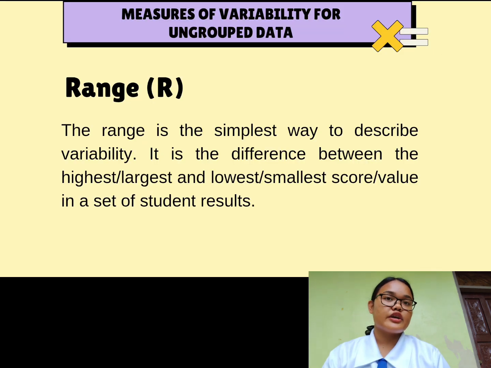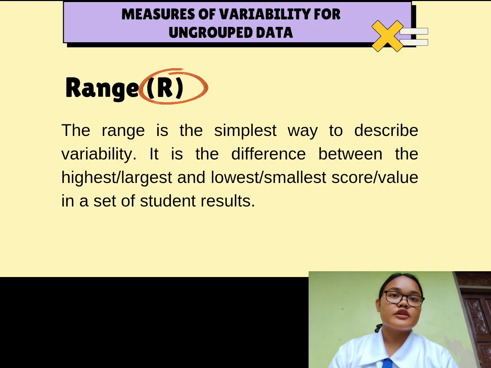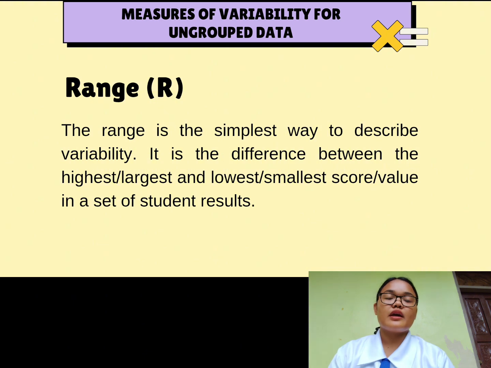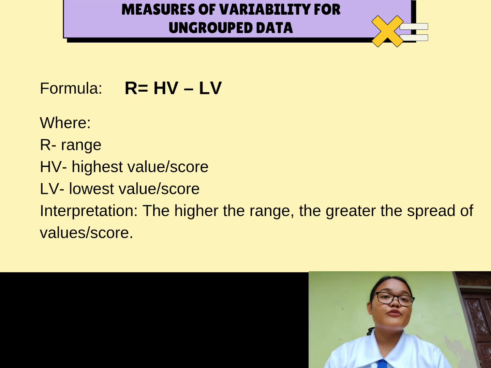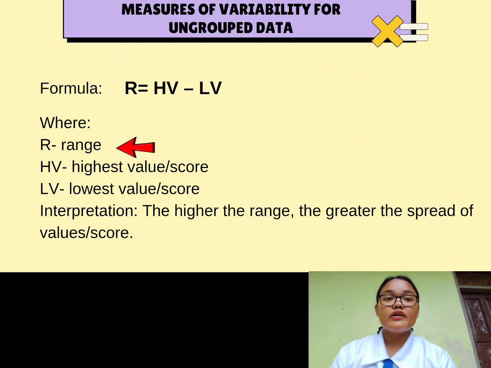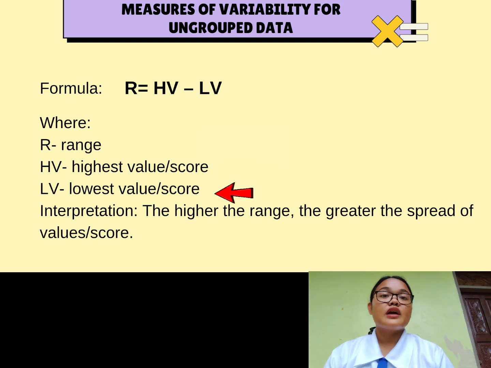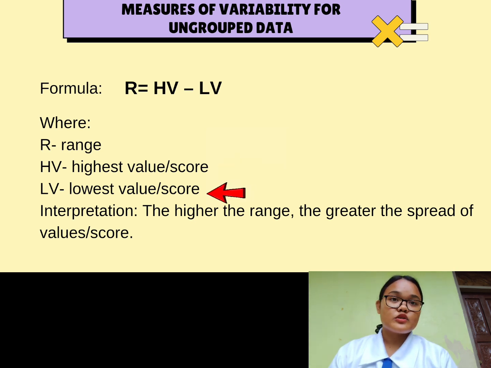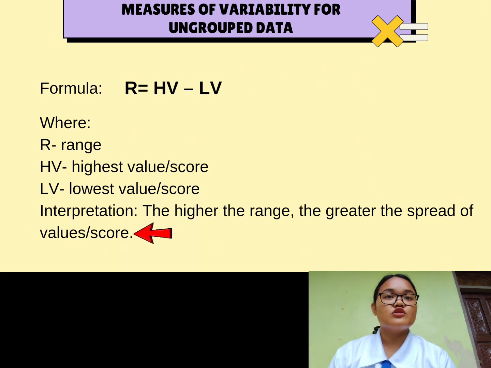The first one is the range, denoted by the capital letter R. It is the simplest way to describe variability. It is the difference between the highest and the lowest scores or values in a set of students' results. We have here the formula for the range. R is equal to HV minus LV, where R is the range, HV is the highest value or score, and LV is the lowest value or score. The interpretation for the range is, the higher the range, the greater the spread of values or scores.